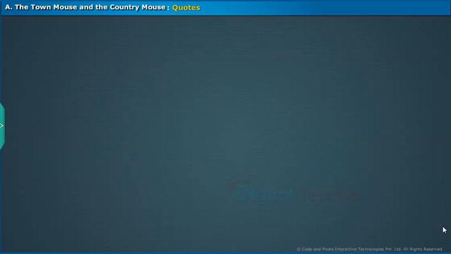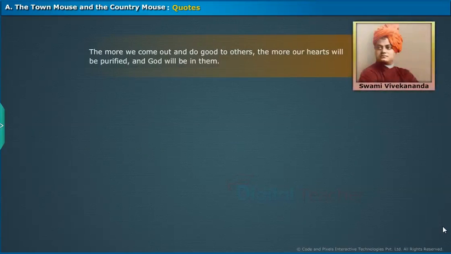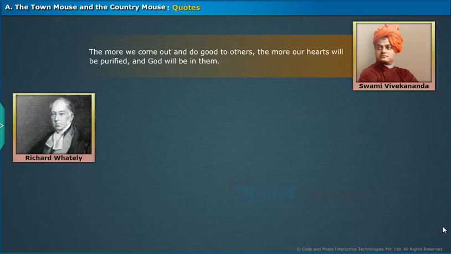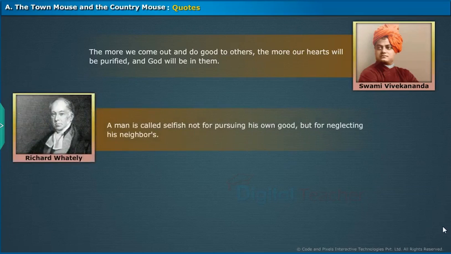Let us now listen to a few famous quotes. The more we come out and do good to others, the more our hearts will be purified and God will be in them. By Swami Vivekananda. A man is called selfish not for pursuing his own good, but for neglecting his neighbors. By Richard Whately.